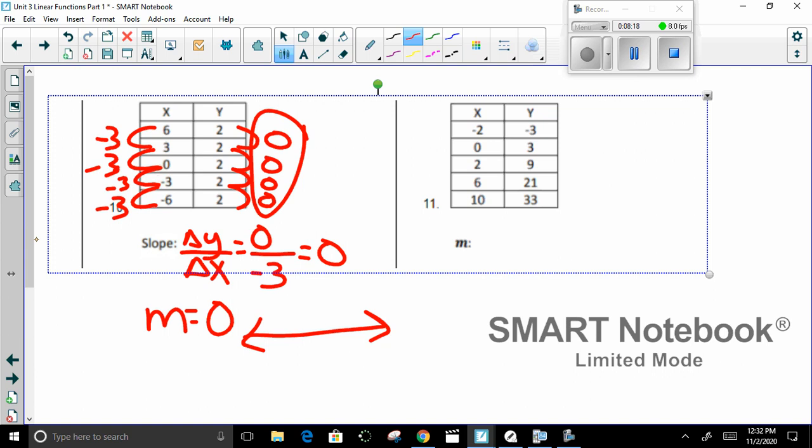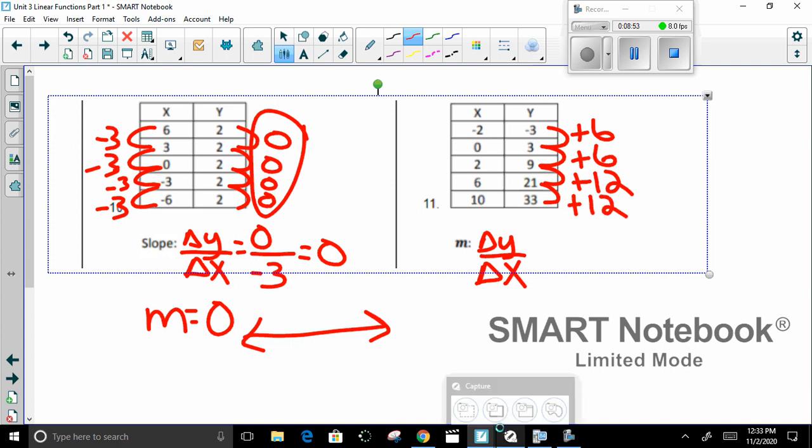Alright, my slope for number 11. From -3 to +3, I am adding 6. Remember, change in y over change in x. That's why I'm checking the y first. 3 to 9, I'm adding 6. 9 to 21. I'm adding a lot more than 6 there. What am I adding? Looks to me like I'm adding 12. And from 21 to 33, I'm adding 12. Okay, well that's not doing the same thing every time, but let's check the x.